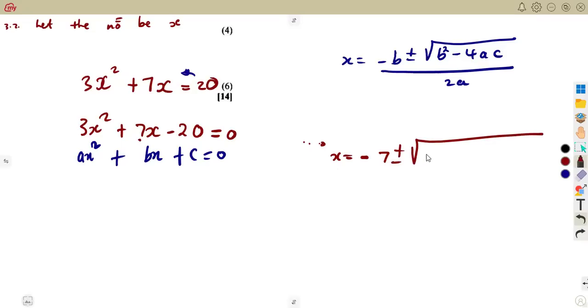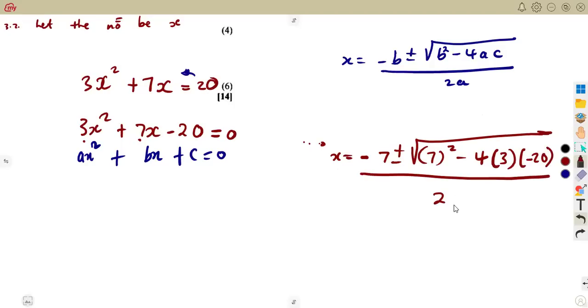squared. What is our b? That's 7. So that's 7 squared minus 4 times a, the coefficient of x squared, which is 3. C is the constant, which is minus 20. Everything over 2a. So that's 2 times a. Remember, our a is 3. Just like that.